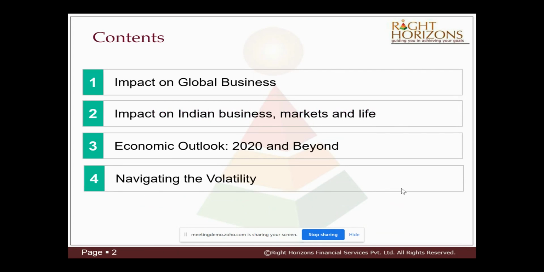Before we start off, I'll just give you a brief of what we plan to do today. We plan to talk about what is the impact of the COVID-19 on global businesses, what is the impact on Indian businesses, and it's impacting markets, and probably it's going to impact our lives as well. The economic outlook 2020 and beyond, and also how do you navigate the volatility.